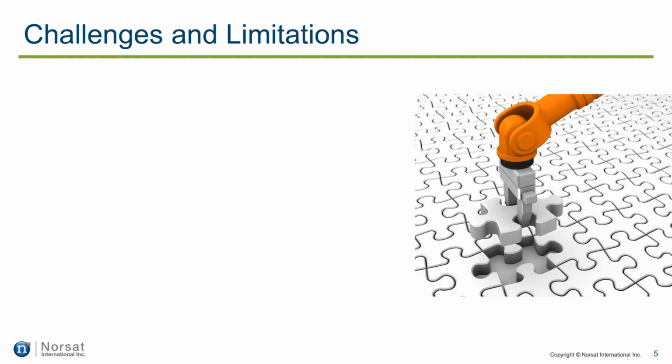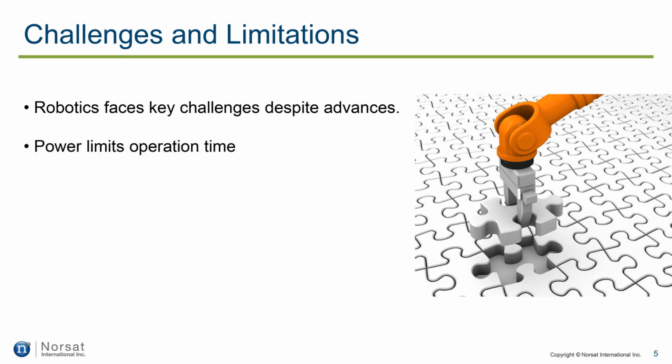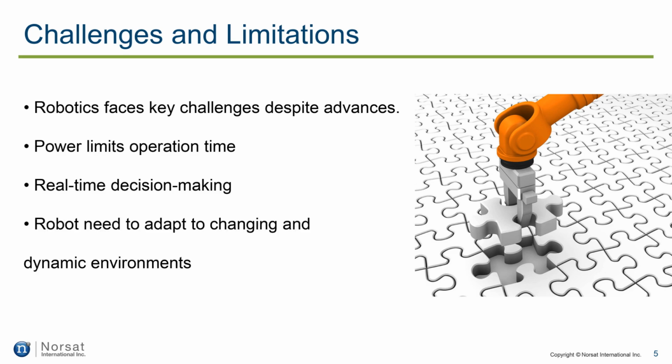Even with all the progress in robotics, several core challenges remain. First, power limitations restrict how long a robot can operate, especially for mobile platforms that rely on batteries. Next, real-time decision-making is still difficult. Robots must process large amounts of sensor data and make split-second choices in complex situations. Robots also struggle to adapt to dynamic environments. Things like moving obstacles, shifting terrain, or unexpected human interaction can throw them off course.